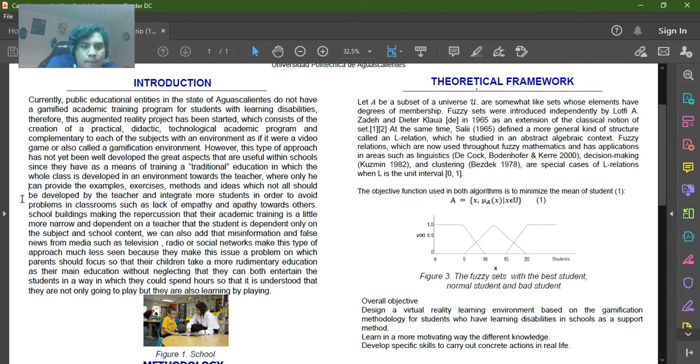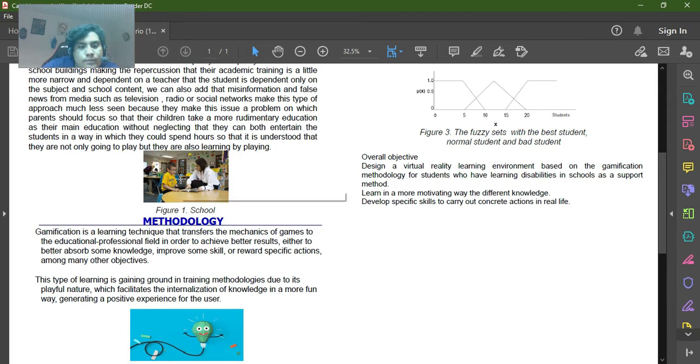We can also add the misinformation and false news from media such as television, radio, or social networks, which make this type of approach much weaker, because they make this issue a problem on which parents should focus, so that their children take a more rudimentary education as their main education, without neglecting that games can entertain the students in a way in which they could spend hours. So that they understand that they are not only going to play, but they are also learning by playing. And we have here figure 1 that is in the school.